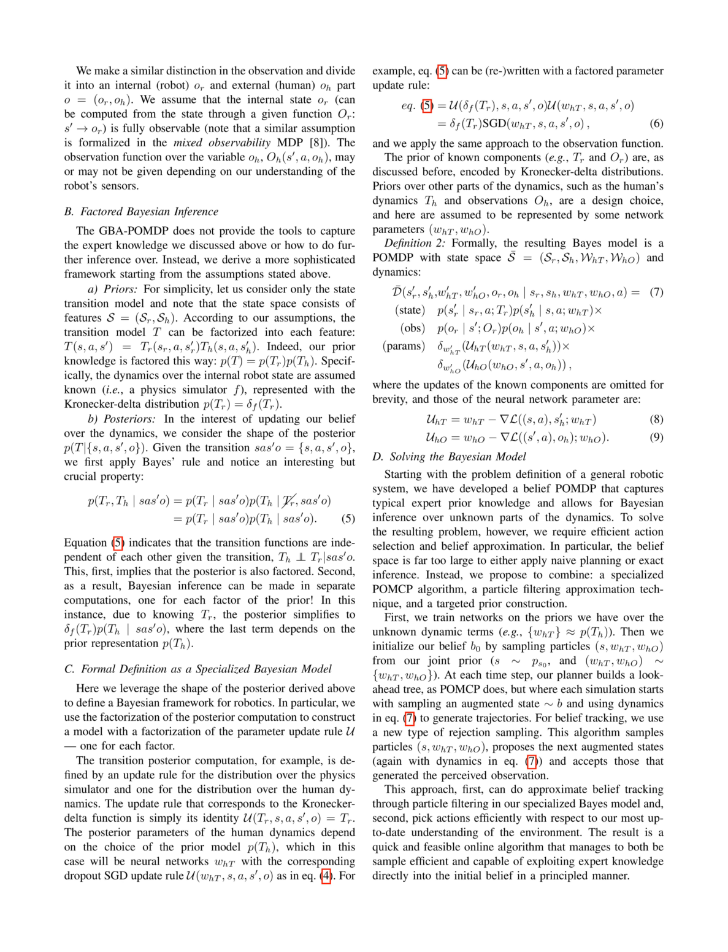We make a similar distinction in the observation and divide it into an internal robot O_R or an external human part O_H. We assume that the internal state O_R can be computed from the state through a given function, so S_R is fully observable. The observation function over the variable O_H may or may not be given, depending on our understanding of the robot's sensors.